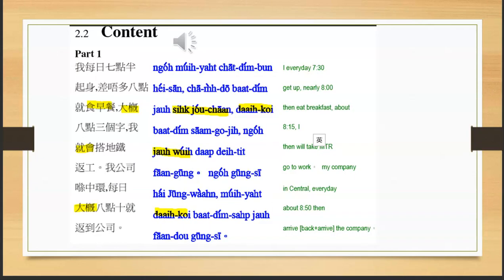Okay, so this is part 1, all right, of this unit 2.